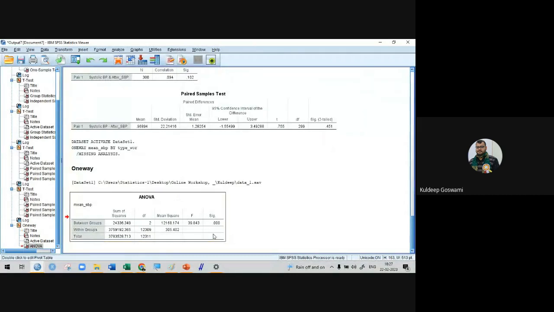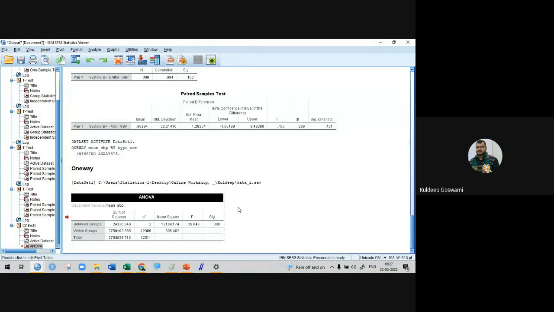Yes, this one, ANOVA. Between groups, the sum of squares is this. When you are doing ANOVA, you must put this table in your dissertation or paper, so that people can see what you are doing. But in case of a t-test, not all the things are necessary to put in your manuscript. Here, between groups and within groups sums of squares are given, then degrees of freedom, and then finally the F value and significance value.